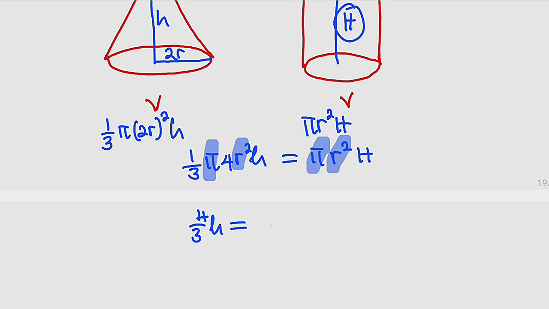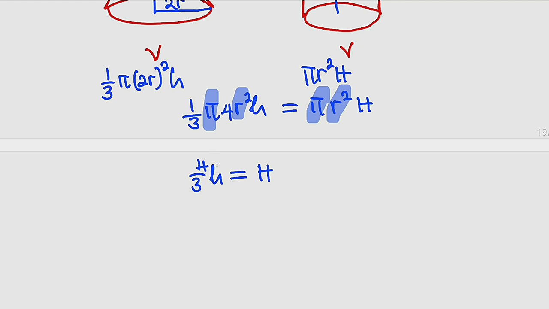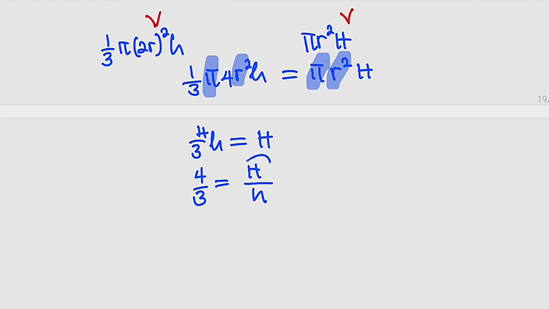4 over 3 times small h equals just capital H, to the other side. And we can simply divide both sides by this small h. So 4 over 3 is equal to capital H divided by the small h. And remember, we are talking about ratio, so we can change it to ratio form. Let me write this one first. H over h, meaning H to h, and this is equal to 4 to 3, a ratio form. Therefore, the ratio of the height of the cylinder to that of the cone is 4 to 3. And this is our answer, 4 to 3.